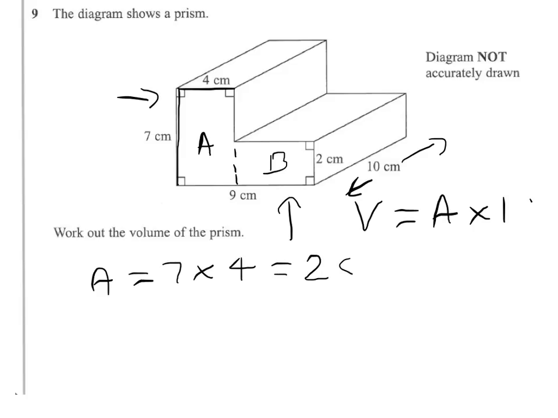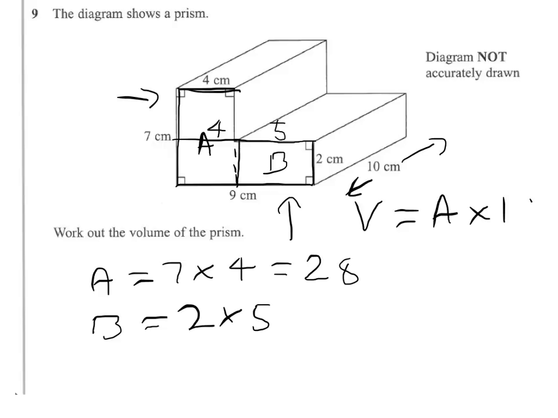Now B, we can see, is 2 high, so that's fairly clear, so it's going to be 2. But the other dimension is not 9, do not take 9. It is 9, which is the whole distance, subtract 4. So this distance here is 4, so the remaining distance will be 5. So rectangle B is 2 times 5, which is 10.